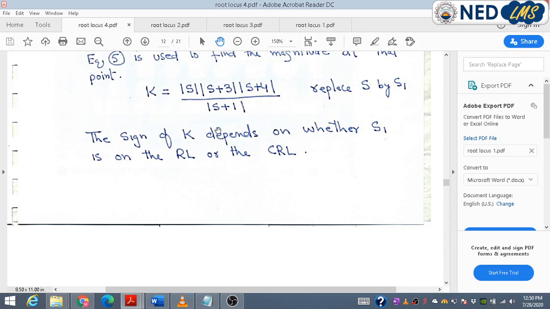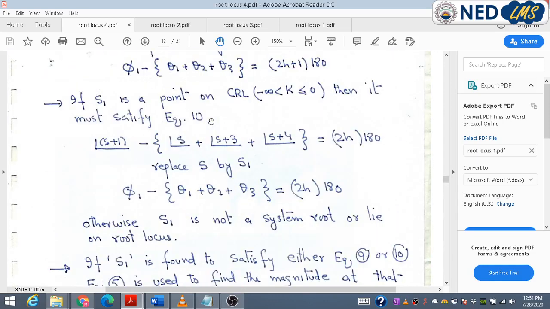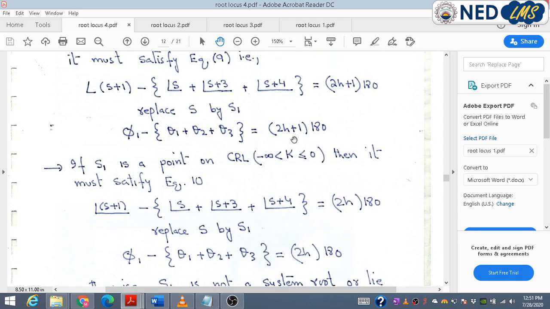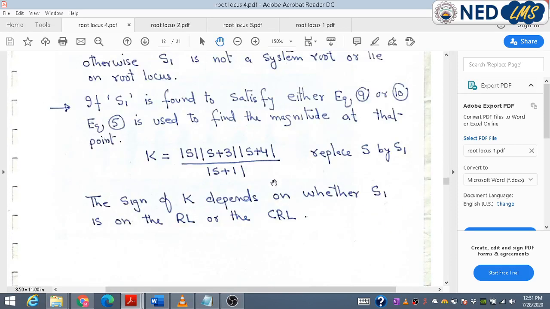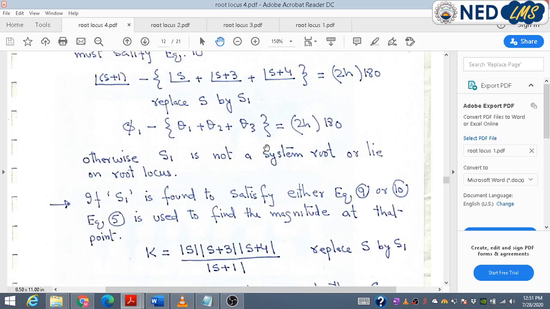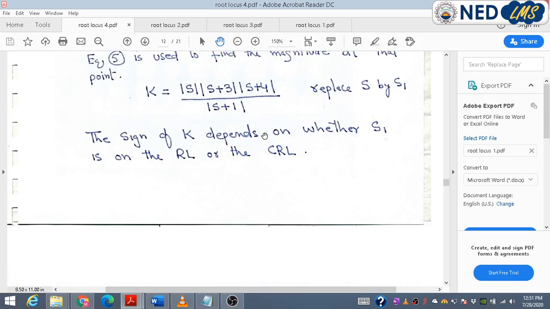And what would be the sign of k? Because here I am using modulus, my result is always positive. It depends on us whether we take the positive sign or the negative sign. If the condition of angle is verified like this one, 180 degrees or an odd multiple of 180 degrees, it means the point is on RL. If the condition is satisfied for RL, this k should be positive. If the condition is verified for CRL, we have to take a negative value of the controller gain.